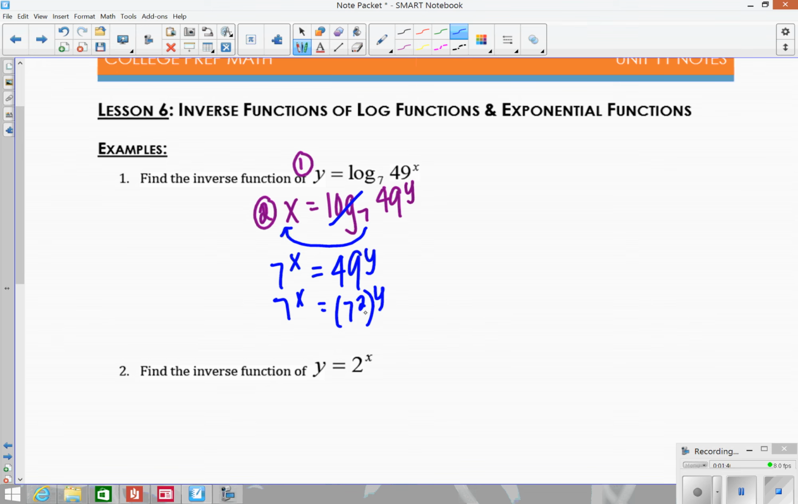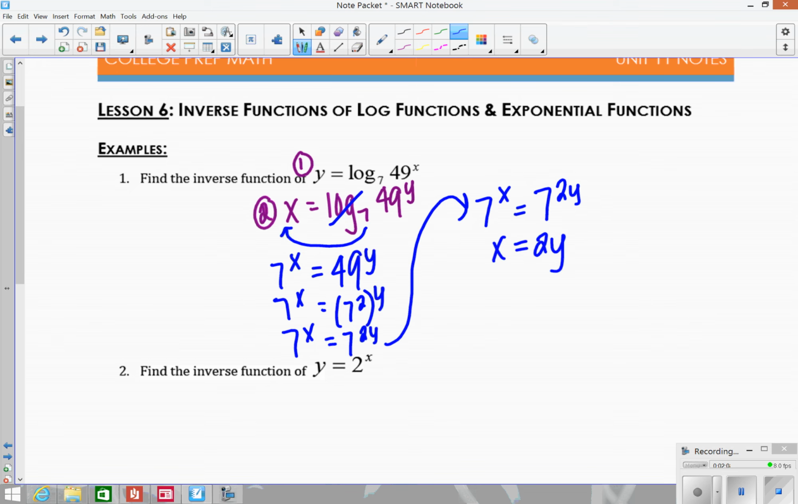And then remember, an exponent raised to an exponent is the same thing as multiplying the exponents. So at this stage, I have 7 to the x equals 7 to the 2y. Since we have the same base and these two sides of the equation have to be equal, that tells me the exponents are equal. So x equals 2y. And I solve this for y. Divide both sides by 2, and we get y equals x over 2.